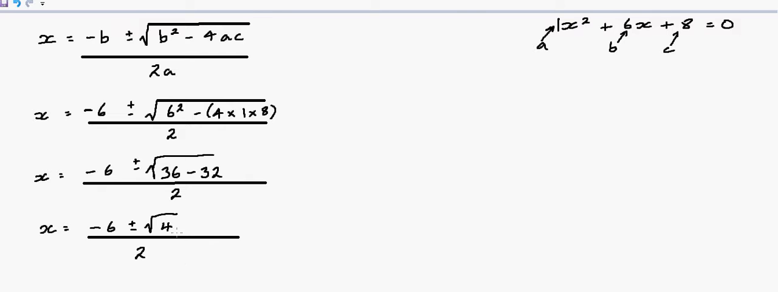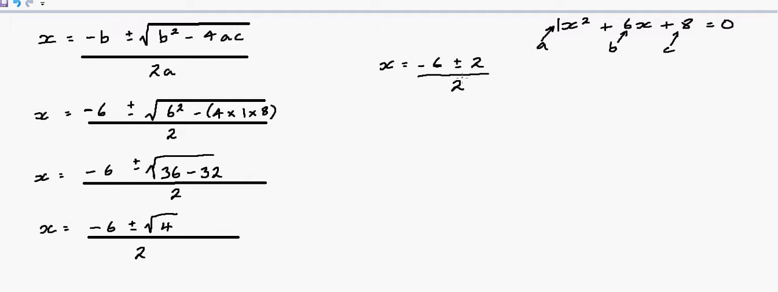So now we need to find out what the root of 4 is. So we'll have x equals minus 6 plus or minus, and the root of 4 is 2. So we can take 2 out. And again, that's all over 2.